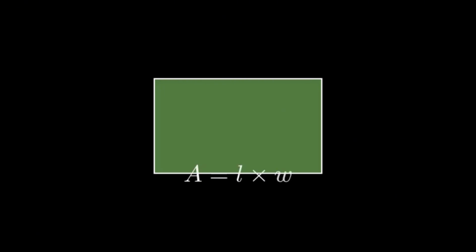We can write this as A equals L times W, where A stands for area, L for length, and W for width. This simple formula works for all rectangles, whether it's a garden, a room in your house, or even a small piece of paper. Just measure the length and width, then multiply them together to find the area.